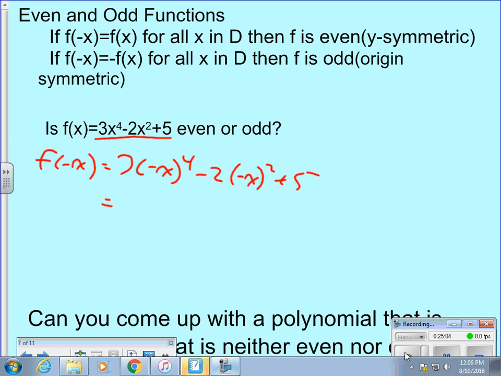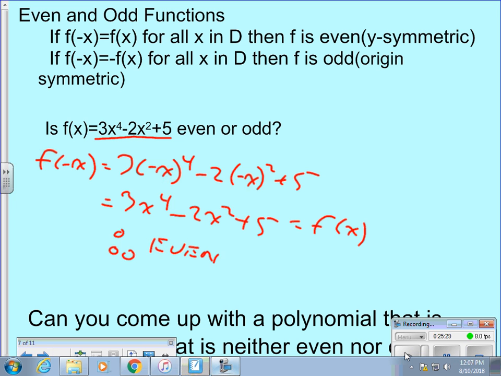So negative x to the fourth power is positive x to the fourth power. It's an even power. 3x to the fourth, negative x squared is the same thing as positive x squared, plus 5, which equals f of x. Therefore, it's even.